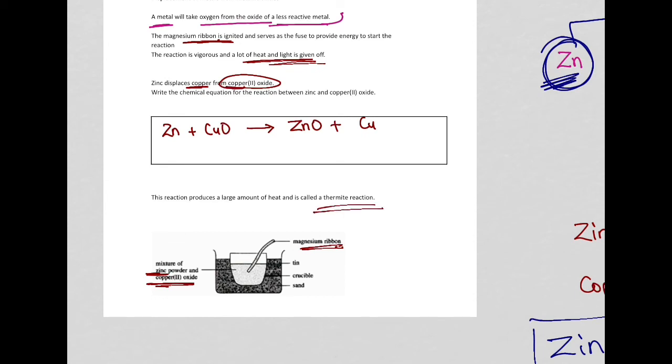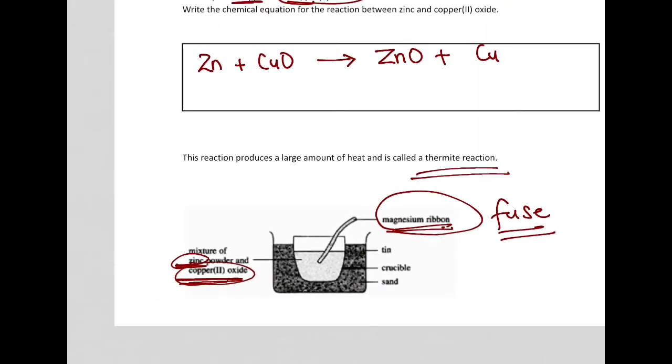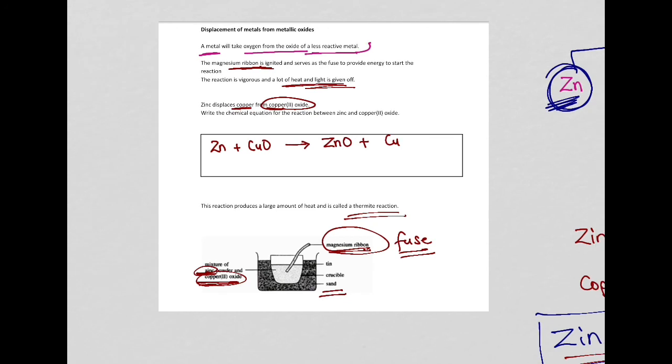reaction. So here you have the magnesium ribbon that acts as a fuse that is going to provide the sufficient energy to trigger the reaction between zinc and copper oxide. The sand here is a form of safety to prevent the large amount of heat from affecting the surroundings. So this is another kind of displacement reaction.